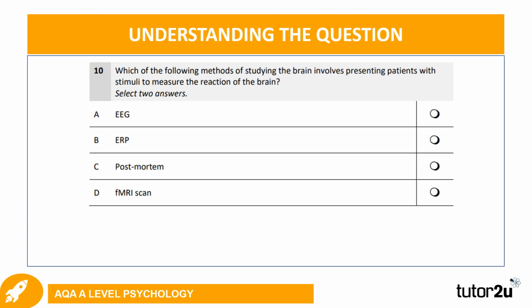Question number 10, and this time again you've got to select two answers. So which of the following methods of studying the brain involves presenting patients with stimuli to measure the reaction of the brain? Is it A, an EEG, B, an ERP, C, post-mortem, or D, fMRI scan? So make sure this time you select two answers.